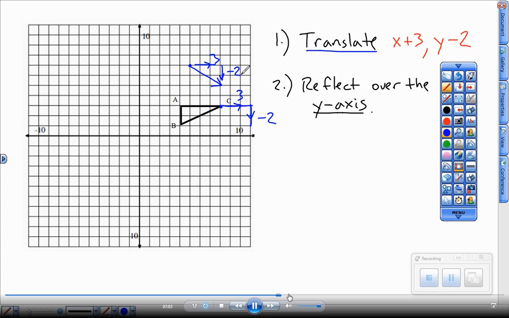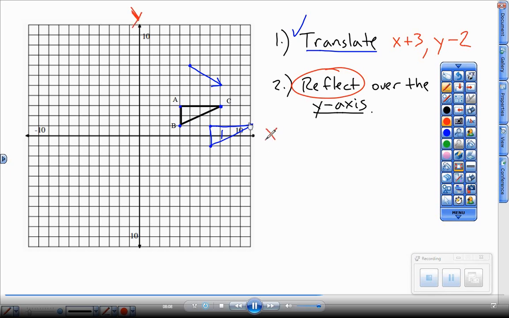So when I write that the right way here, that gives me this triangle, right 3, down 2. Check. Every point, right 3, down 2, right 3, down 2. Vector arrows connecting all those points.